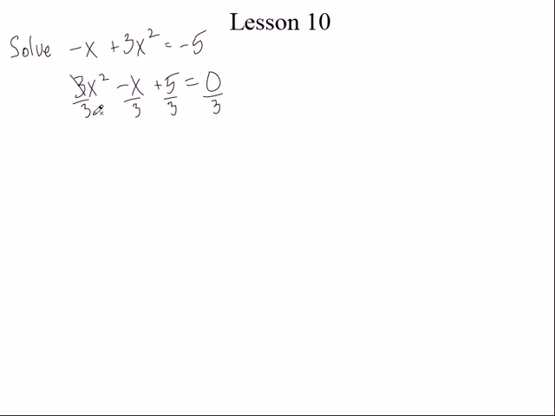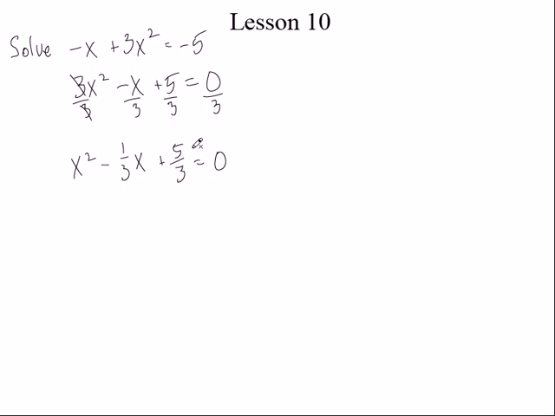So look what happens. The 3 cancels out, so now I got an x squared. That's my goal. My goal is to get x squared by itself. But look how ugly the rest of it is. Minus, instead of x over 3, I'm going to write it 1/3 x. That's the same exact thing. And then plus 5/3 equals 0. 0 divided by 3 is 0. All right? Looks a little ugly now, doesn't it? Because you got fractions in here.